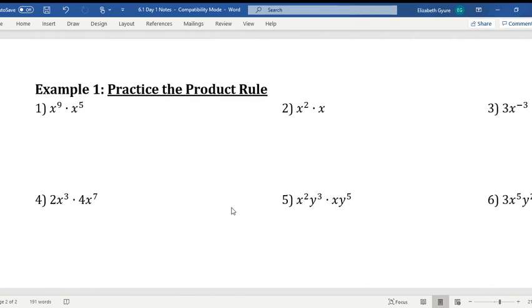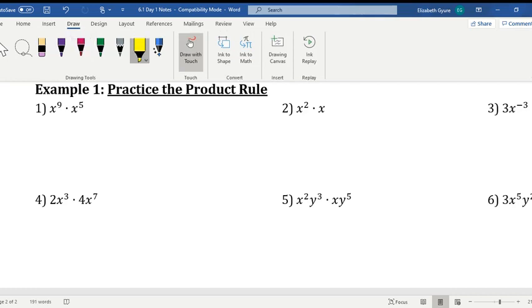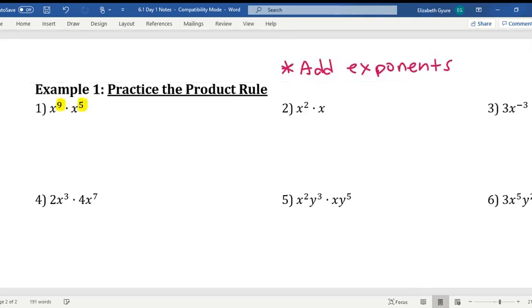So remember the product rule, product is multiplying, so you add your exponents. So maybe make a note to yourself here. We are going to add the exponents. So here I have x to the 9 times x to the 5. So my exponents here are 9 and 5. My rule is to add them.